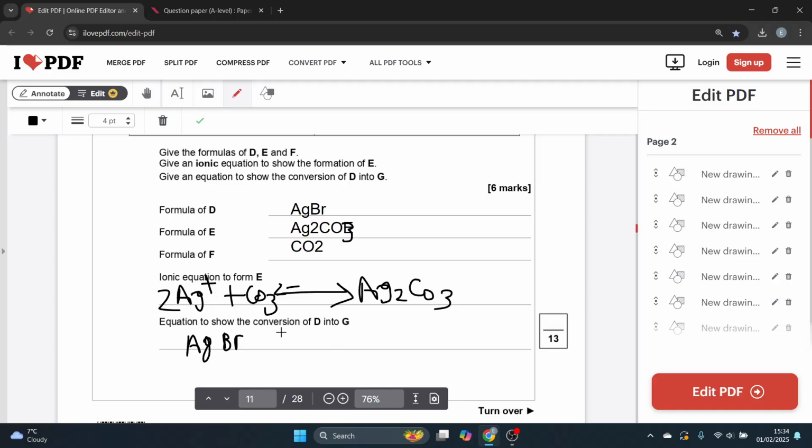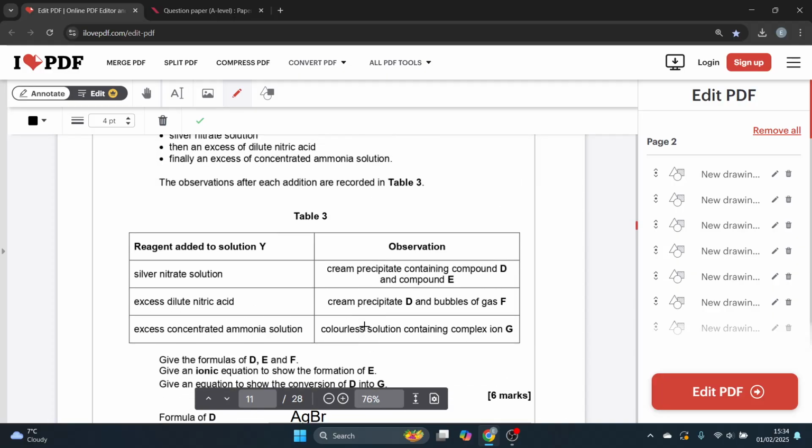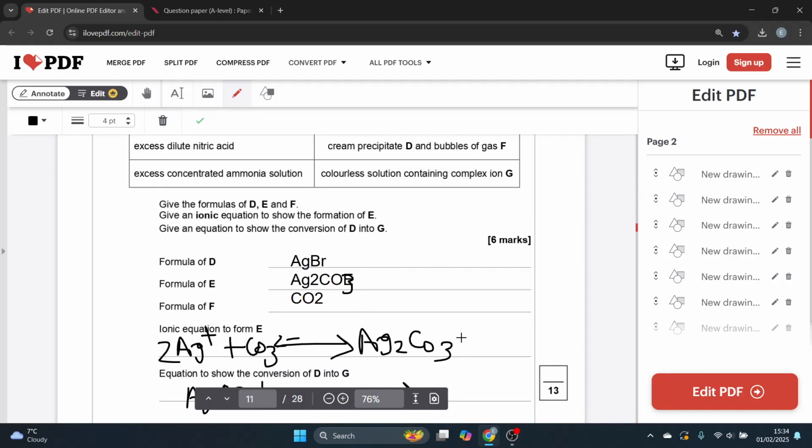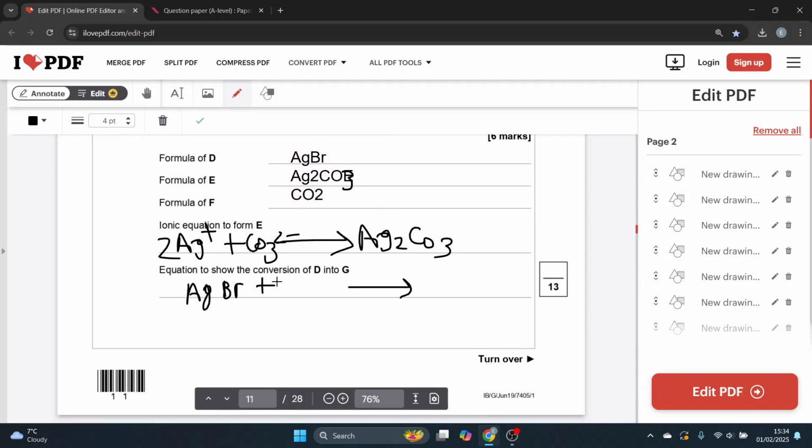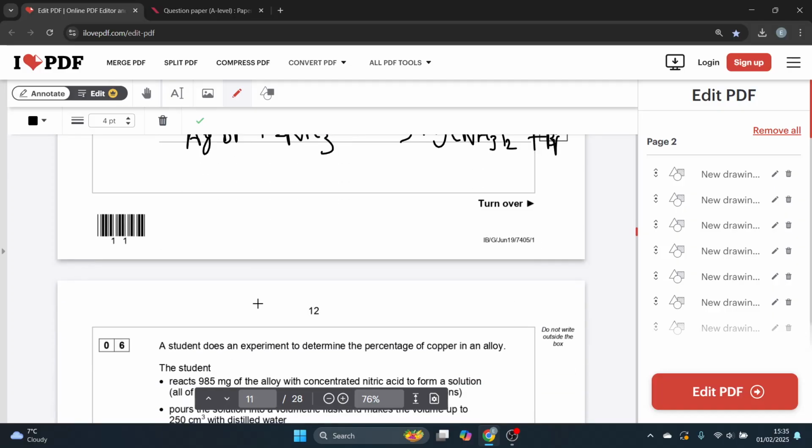Equation showing the conversion of D, which is AgBr, into G. AgBr plus something to form G. And what is G? Complex ion G. I haven't gone through this, but this is the equation: AgBr plus 2NH3 forms Ag(NH3)2+ plus Br minus.